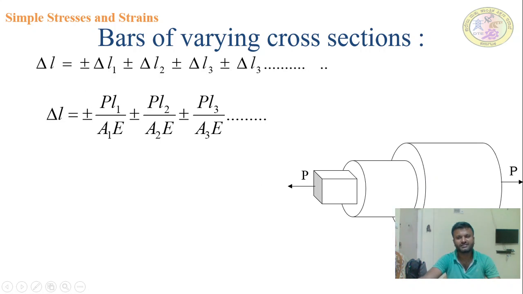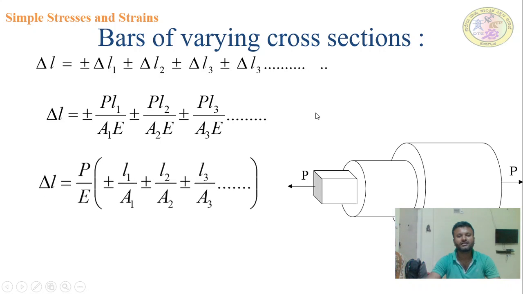What are the varying parameters here? P is the common force applied, the axial tensile force. L is the length of the section. Section 1 has a different length, section 2 has a different length, and similarly section 3 has a different length. So for the first section, P L1 divided by A1 into E. E is common because it is the same material, with different cross sections and lengths. Similarly, plus or minus P L2 divided by A2 into E, plus or minus P L3 divided by A3 into E. So this is the formula we use to find the change in length of a bar of varying cross section subjected to an axial force.